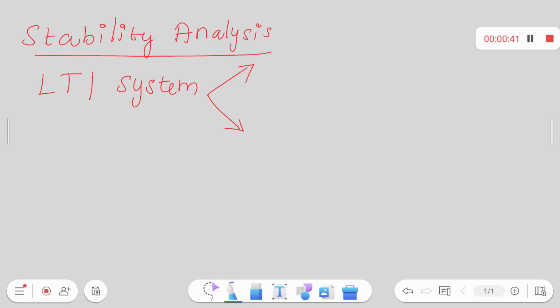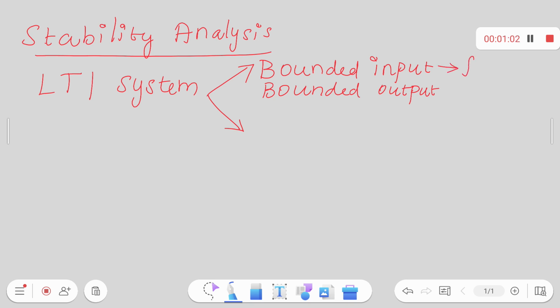A system is said to be stable as far as the input is bounded, I should get a bounded output. What is the meaning of bounded? I should give some finite value as an input and I should get a finite output. If that is the case, then a system is said to be stable. So this is the essential criteria for a system to be stable.